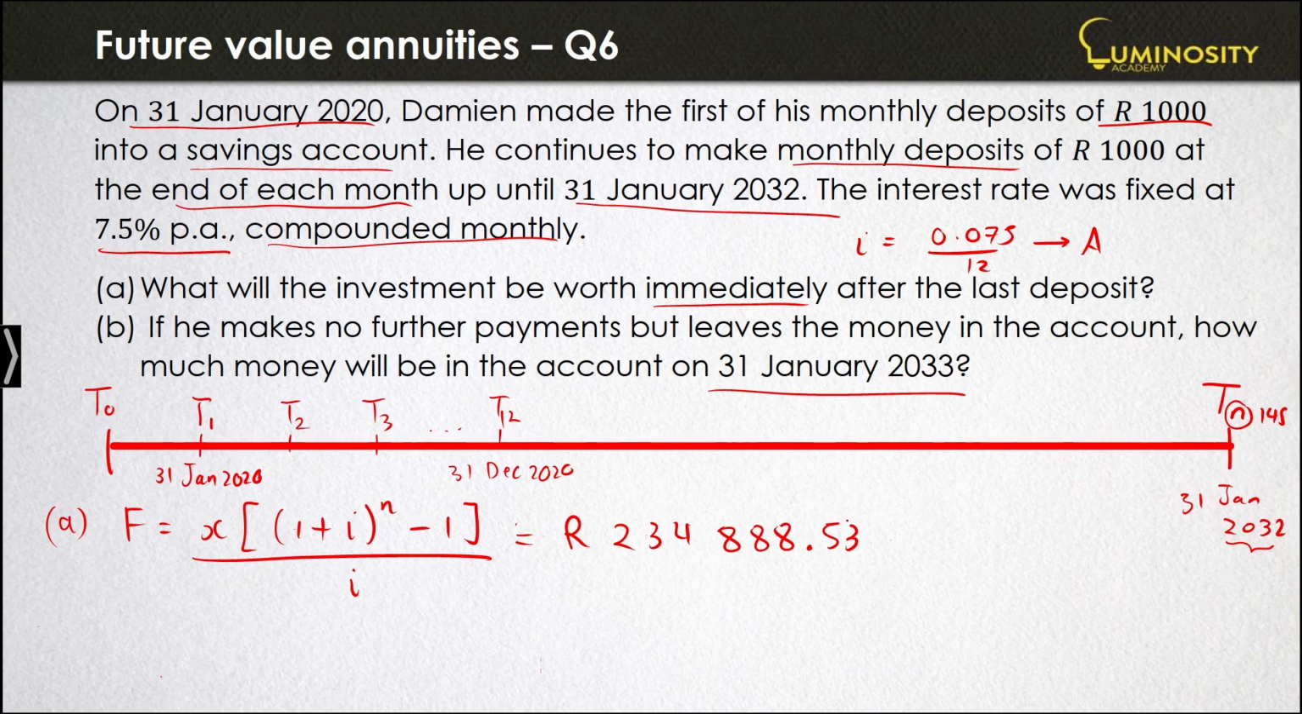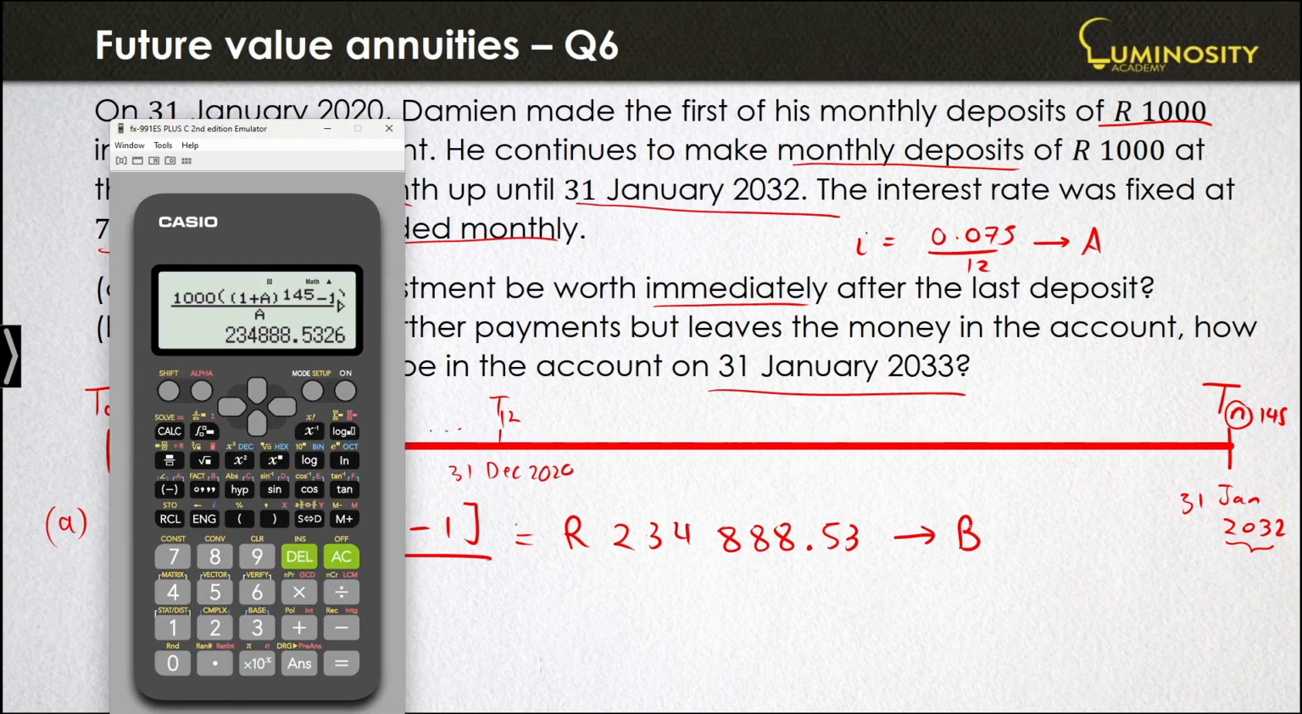So what does that mean? That means if Damien keeps putting in 1,000 Rand at the end of every month for 145 months, what he will have right after the last deposit is 234,888 Rand and 53 cents. I'm going to store this value into B in my calculator because I'm going to need it later. So shift store B, and I can check that it is correct.